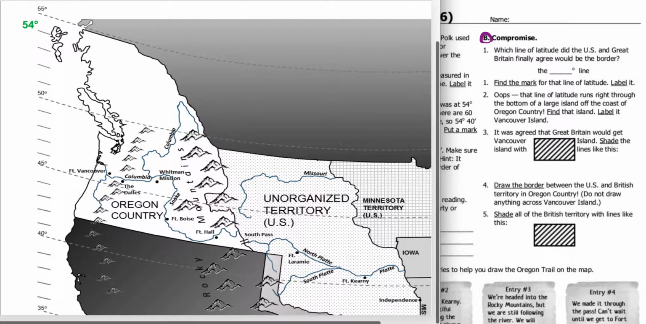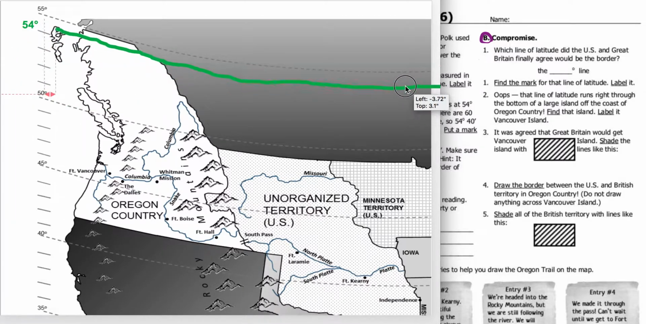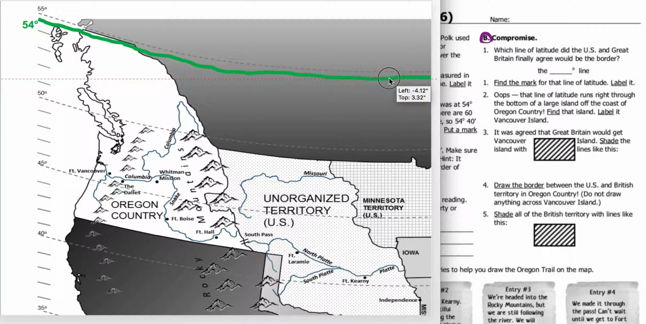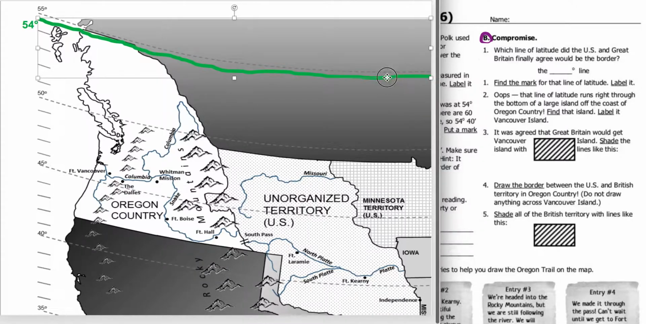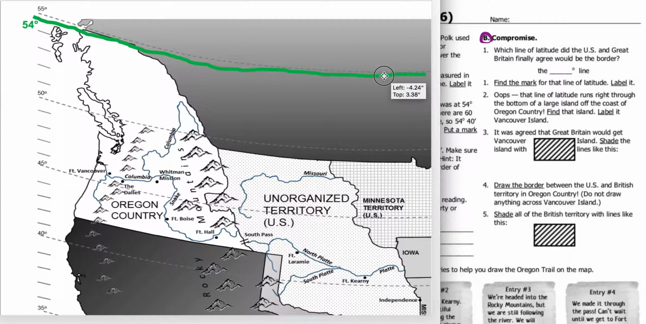Number 3. Draw a line across the map at 54 degrees 40 minutes. Make sure your line is curved like the 55-degree line. Hint, it should be exactly along the north border of the Oregon country. So with your green marker or pen, you're going to draw a line right where the 54-40 mark would be. Now, none of our lines are going to be perfect because we're drawing them by hand, and so it might look a little wonky, and that's fine. But you're going to see that this is directly above halfway between 54 and 55 degrees.